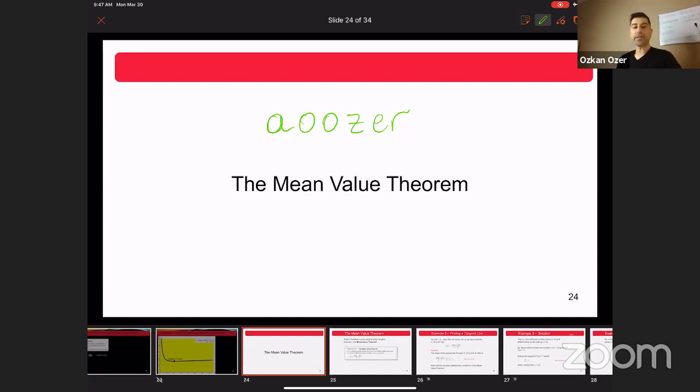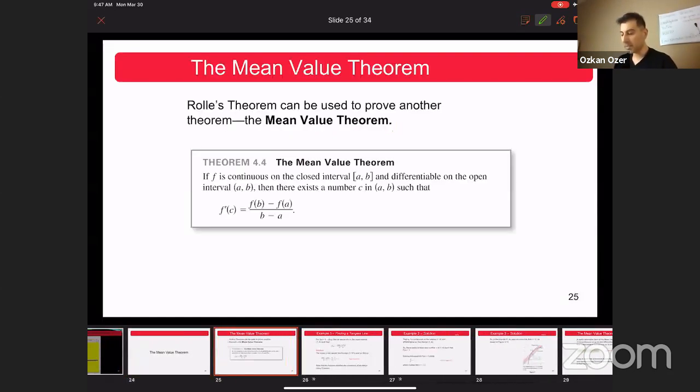And another application of derivatives in close ties with Rolle's theorem is called the mean value theorem. Let me just bring up the statement of the mean value theorem. So let's just read through that. f is continuous on the closed interval [a, b], so that's one condition. And f is differentiable on the open interval (a, b). Here we go, second condition.